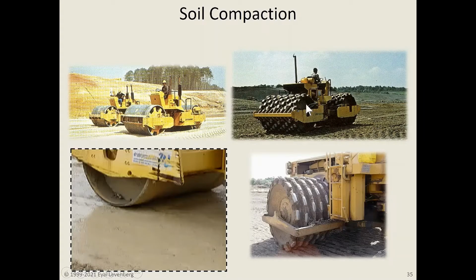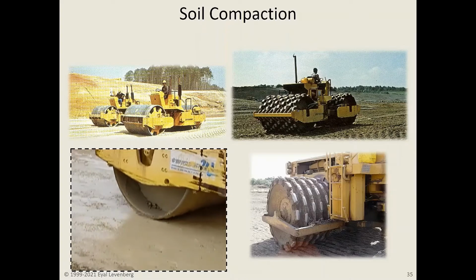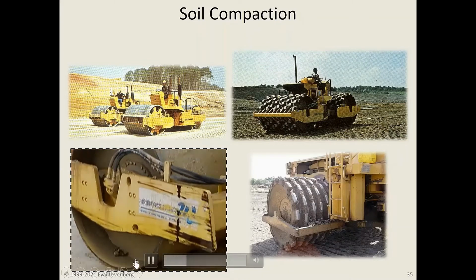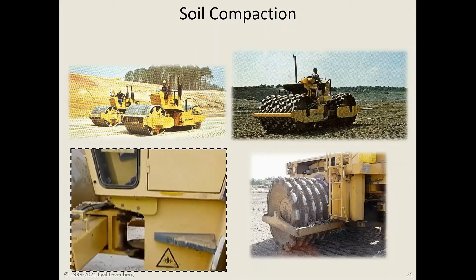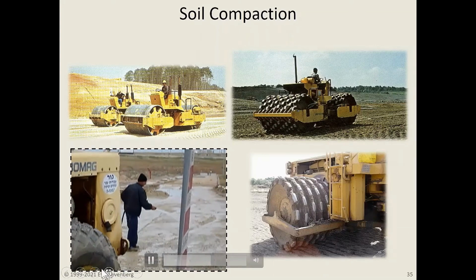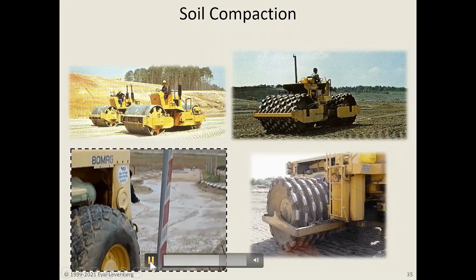And these ones are called sheep foot rollers or tamping rollers, or more correctly, tamping rollers. They are designed for compacting clay and silty soils that have some plasticity in them. Here's a short video of the compaction process. The drum is vibrating, and there's also some water added to the material.